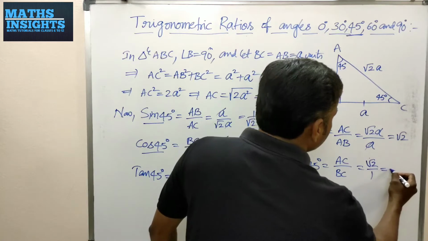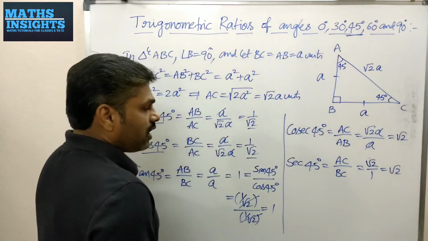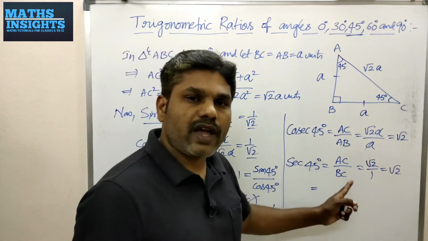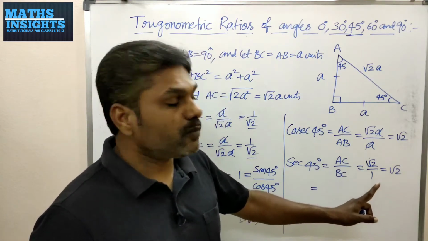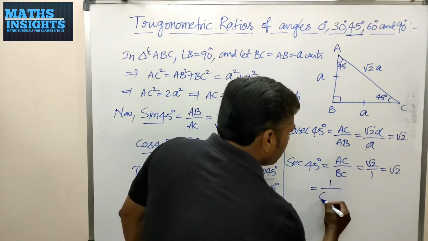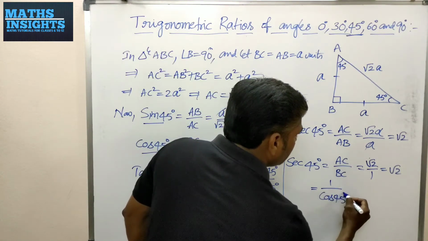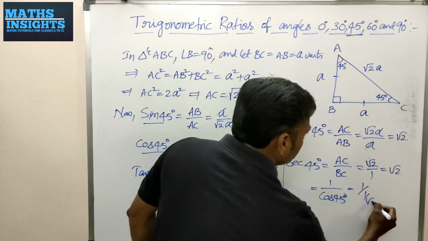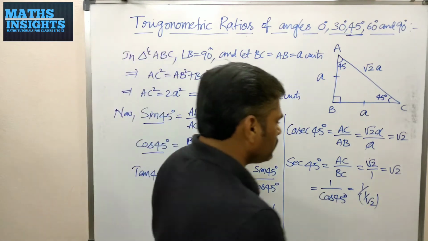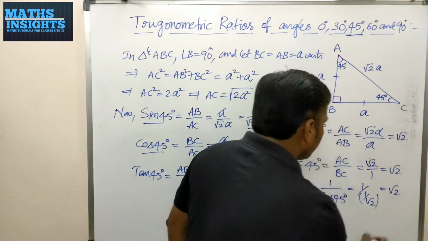Root 2 by 1, that is equal to root 2. Otherwise you may take secant 45 as 1 by cos 45. Why? Because secant is the reciprocal. Therefore 1 by cos 45, you know cos 45 as 1 by root 2. Therefore again you will get root 2.